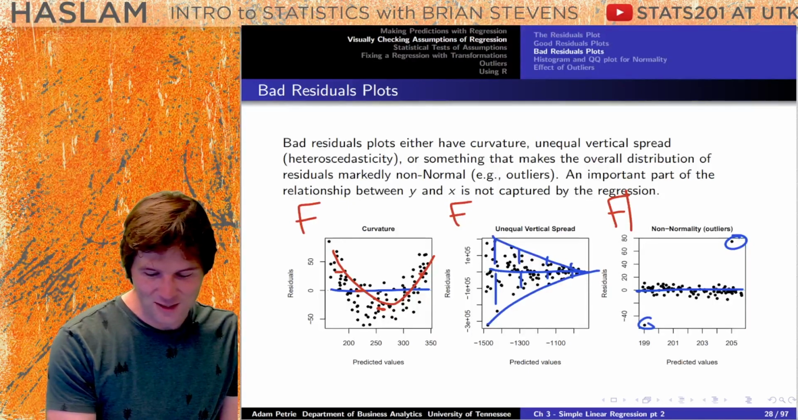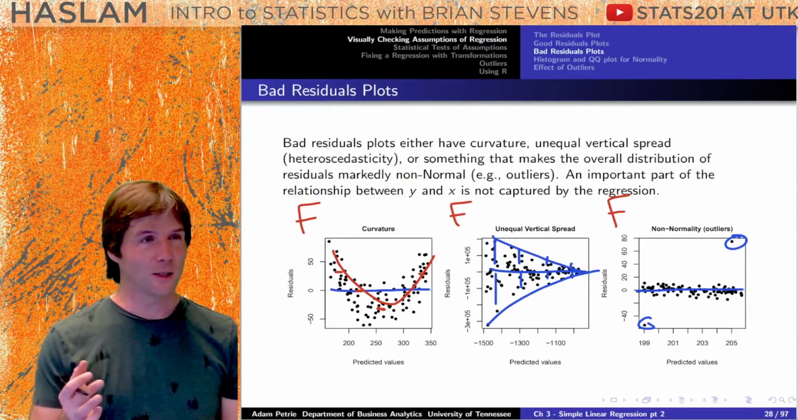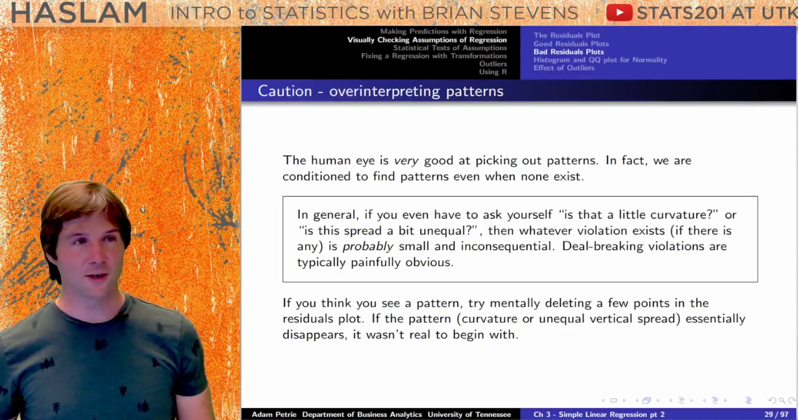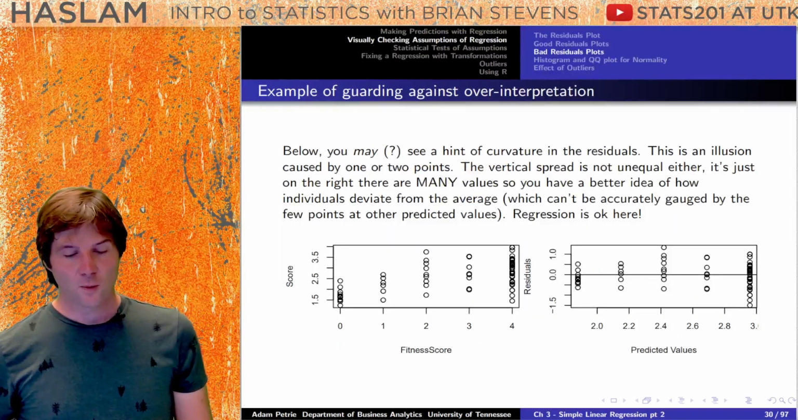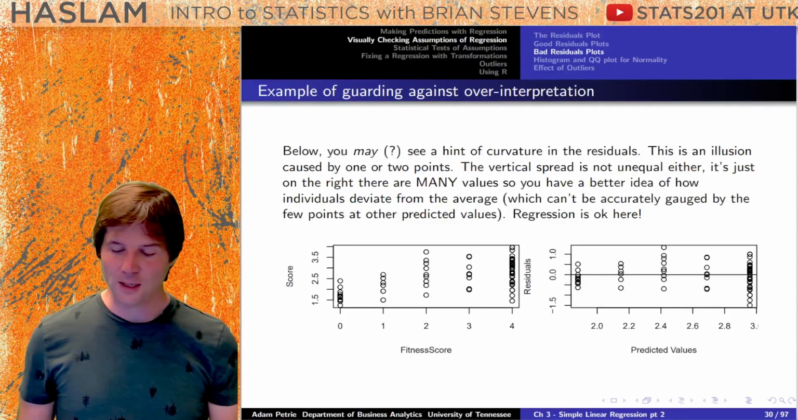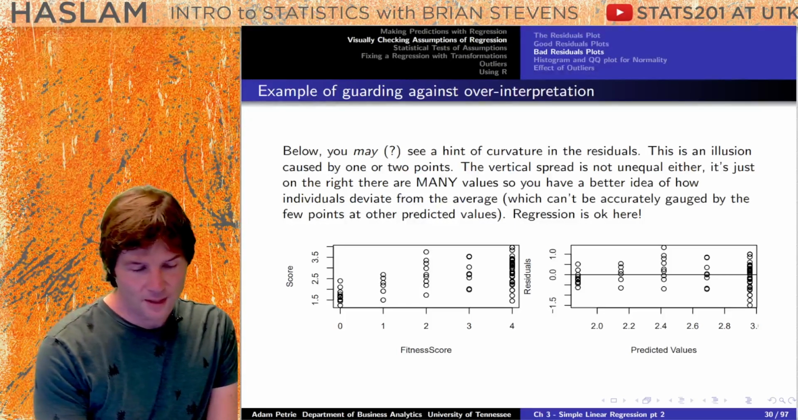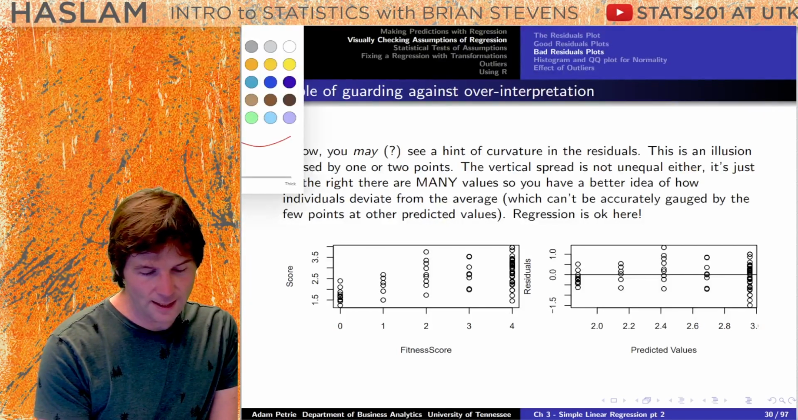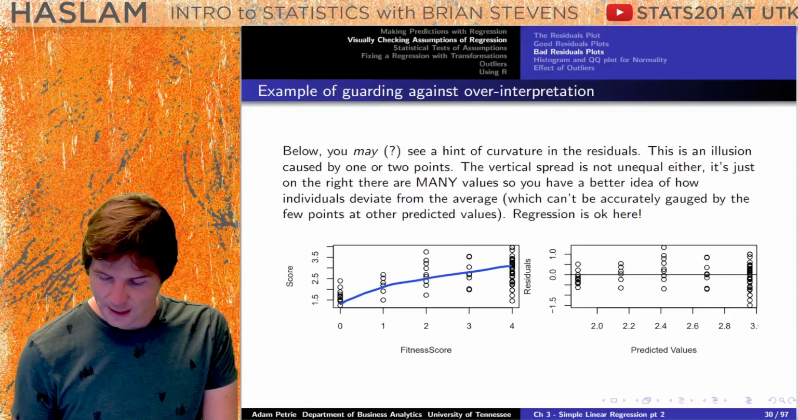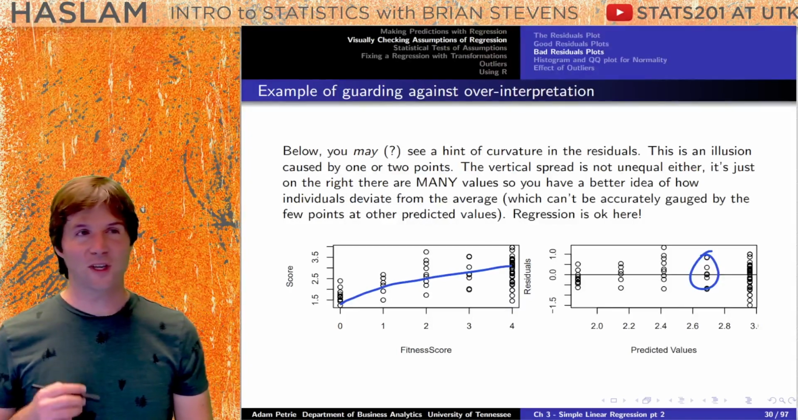But these are Fs. These are major problems right here, major issues with outliers, major issues with unequal spread, a major issue of curvature. These are not minor problems. We'll see some minor problems later when we look at some plots. Right here, we've got the over-interpreting. There might be a little bit of an issue here, but it's hard to say. Guard against over-interpreting, because is the majority of the data following a line? Yeah, it looks like the majority follows it, and there might be, it's hard to see, maybe a little issue here, but you really want to pick up on a big thing before saying there's an issue.